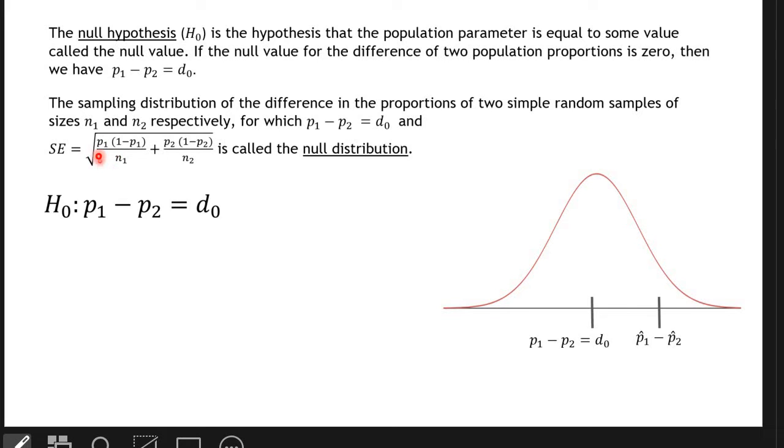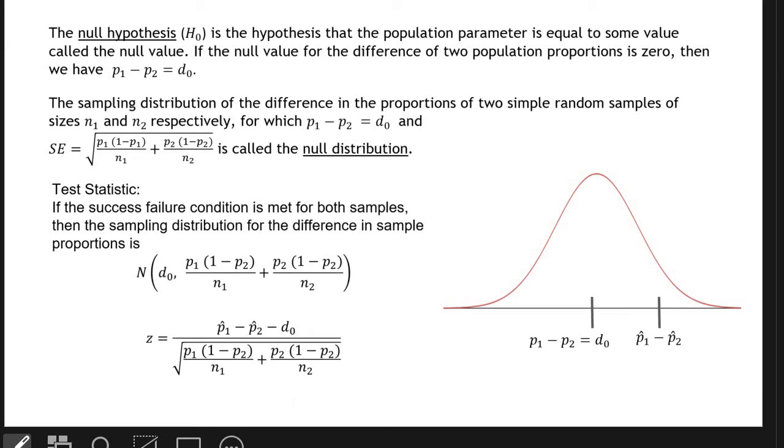which is basically just the square root of the population proportion times its complement divided by the sample size, plus the second population proportion times its complement divided by the second sample size. If you take the square root of all that, you get the standard error for this null distribution.